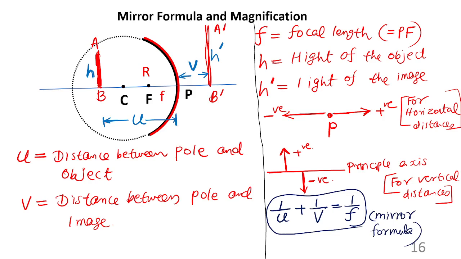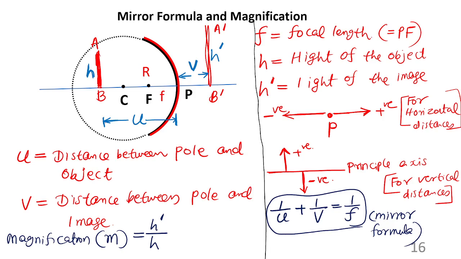There is one more formula. Let me write here, there is no space. Magnification, denoted by the letter M. It is defined as the size of the image divided by the size of the object.